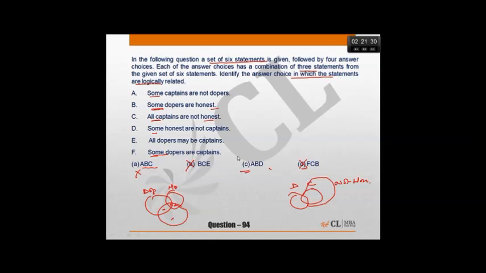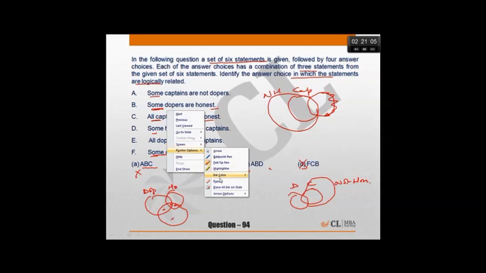Let me look at C first. C, some dopers, all captains are not honest. So all captains are not honest. Okay. So all captains are not honest. Let me just remove this. This is not honest. I think I've just messed this up. Let me just erase this and do it again.